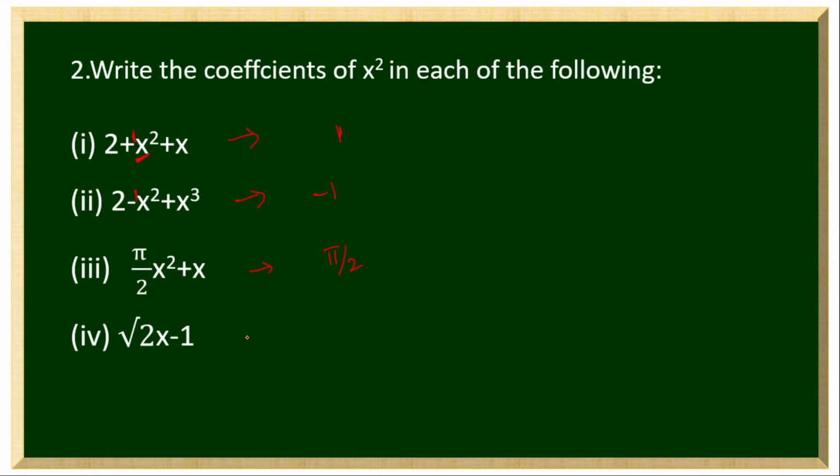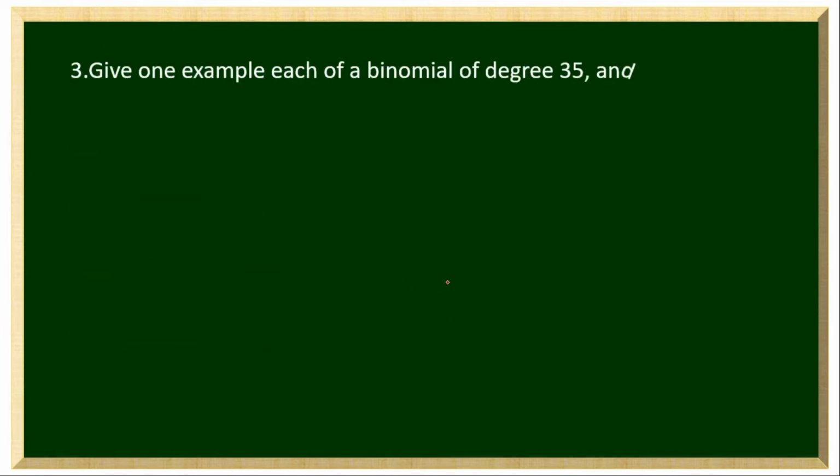Here in the fourth question, we don't have the x square term. So we can take 0x square plus root 2x minus 1. So what is the coefficient of x square here? 0. That term is not there, so we can take the coefficient as 0. Okay, clear? Right, next. Give one example each of a binomial of degree 35 and of a monomial of degree 100.